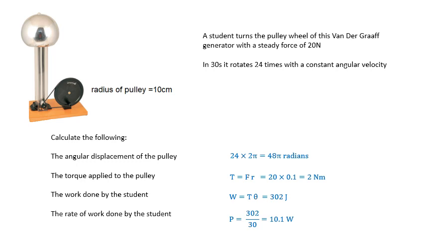So the angular displacement is just the number of revs times 2 pi. The torque applied to the pulley is the force times the radius of the pulley. The work done by the student, well, I've done torque times angular displacement. And then the power, I've just done that divided by time.